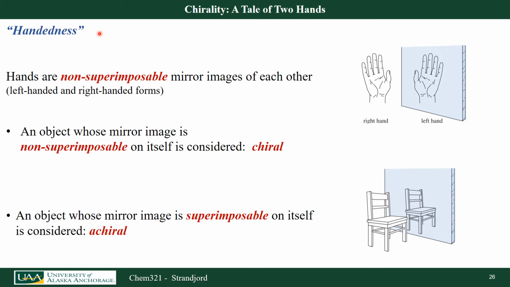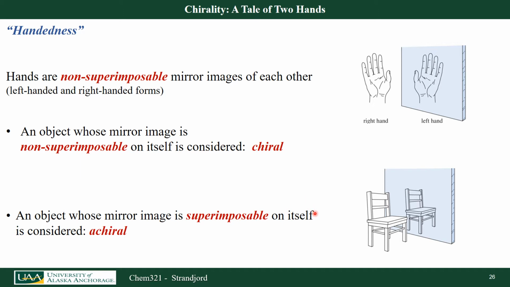Let's first look at objects. Handedness is like the right hand and left hand. If I take my right hand and my left hand and try to superimpose them, meaning I'm trying to bring them into each other, I notice that they're non-superimposable. That's because they are mirror images of each other. So hands are non-superimposable mirror images. An object whose mirror image is non-superimposable onto itself, we call that chiral.